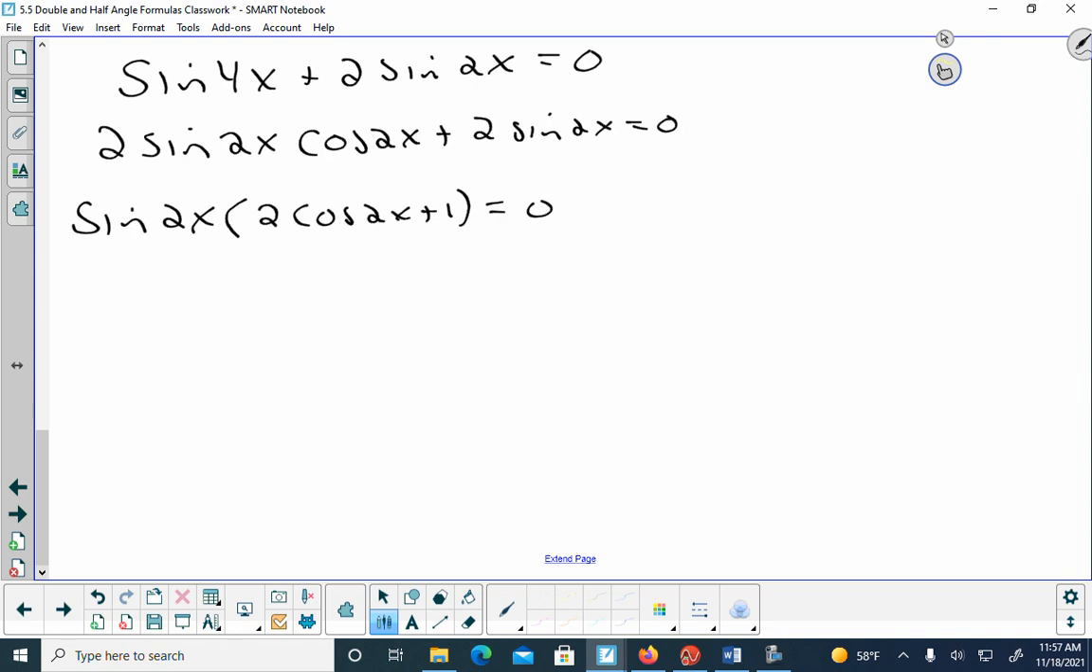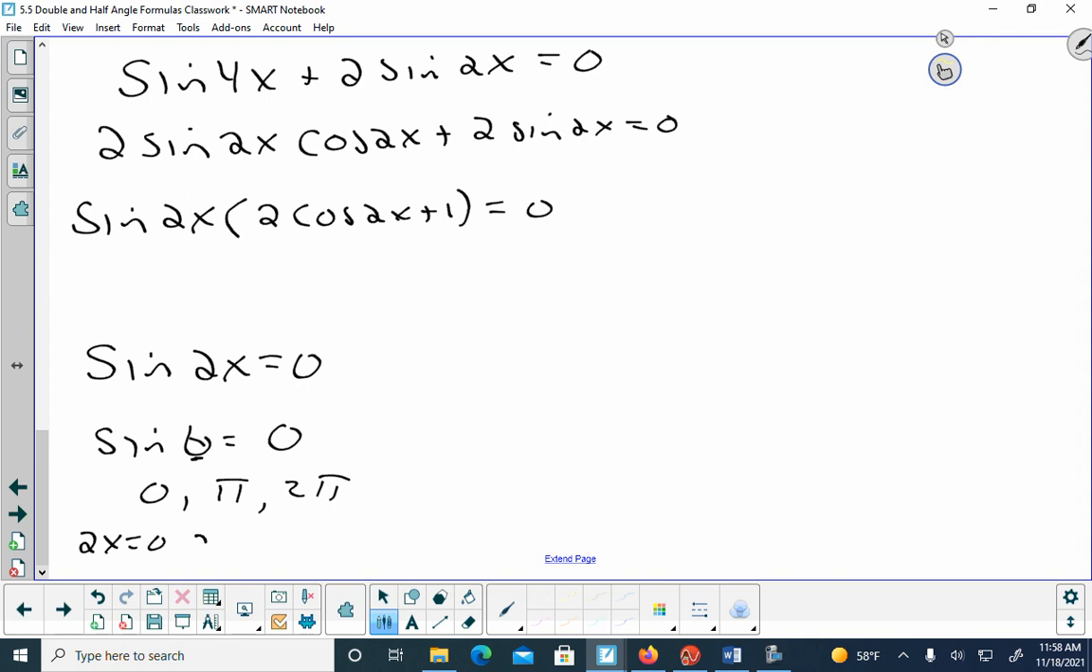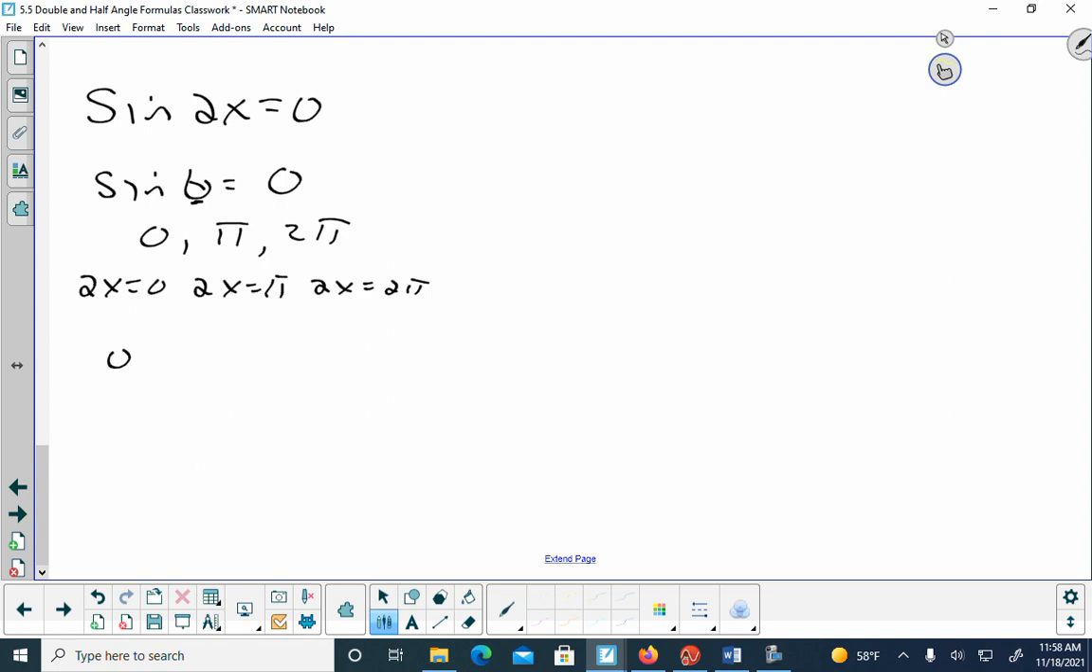So here I have sine 2x is equal to 0. So this is where I have to go back and think about theta instead. If I asked you, when is the sine equal to 0, you would tell me at 0 and pi and 2 pi, right? Yes? And now, that was my theta, so now I'm going to say 2x is equal to 0, 2x is equal to pi, 2x is equal to 2 pi. So that'll give me answers of 0, pi over 2, and pi.